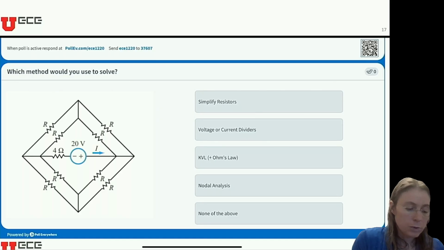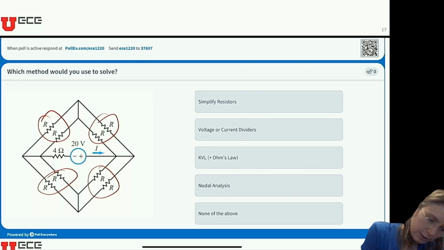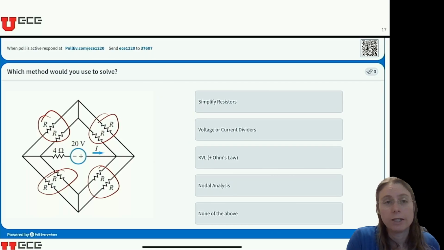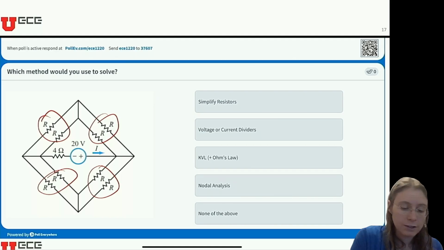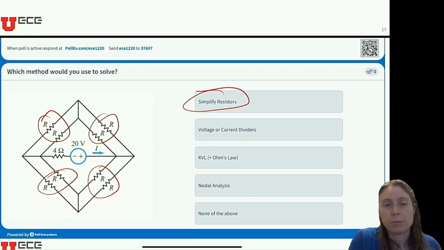Okay, so when I look at this, I see just a single source. So when I have a single source, I often think to myself, I probably don't need node voltage method. I might be able to combine resistors. Let me see, are there resistors in parallel and series I can combine? Well, here are 2 in parallel, 2 in parallel, 2 in parallel, 2 in parallel. That seems like a great approach then. I'm going to simplify that way and solve for current by doing equivalent resistance and simplifying my circuit.